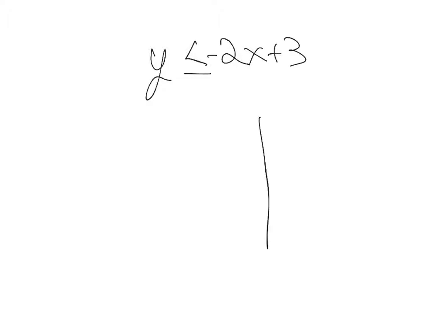Let's do another example. y is less than or equal to negative 2x plus 3. I'm going to start out with positive 3. We have a slope of negative 2, so we go down 2 over 1, down 2 over 1. And this one is less than or equal to, so it's a solid line.